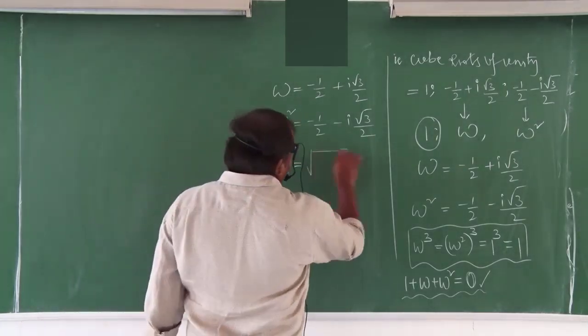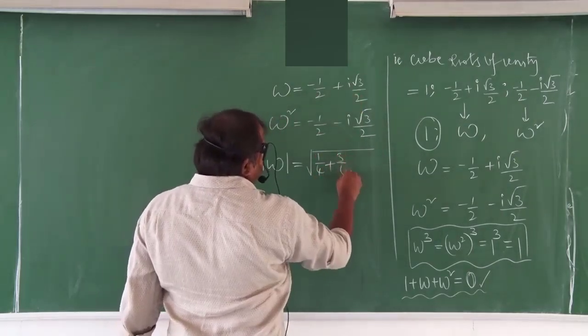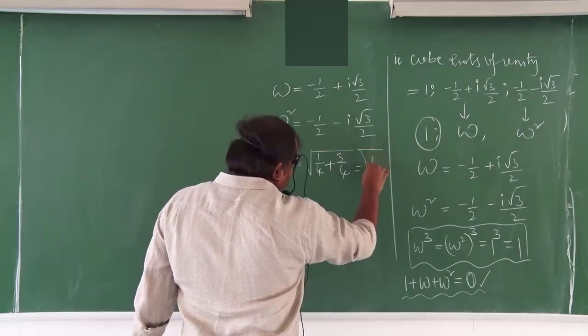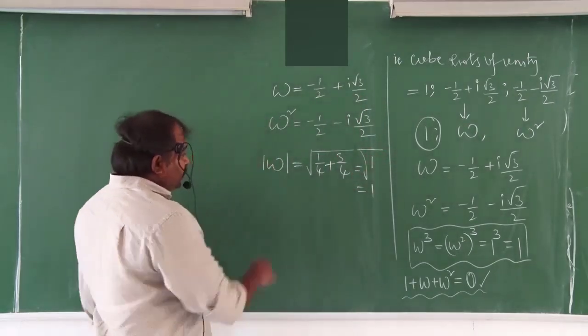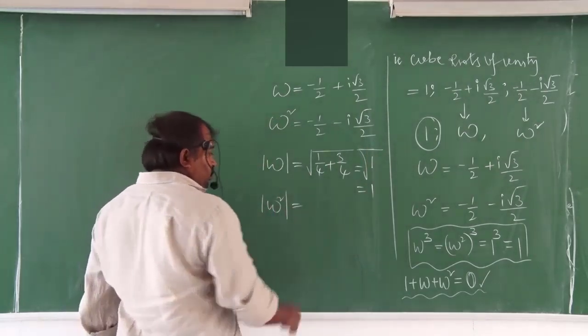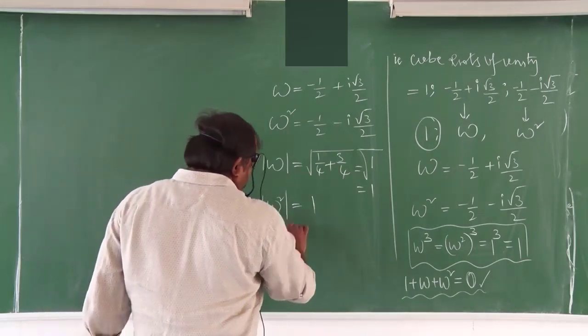Modulus means the root of real part whole square plus imaginary part whole square, which is equal to 1. You will get modulus of omega equal to 1. Modulus of omega square, what is it? Also 1.